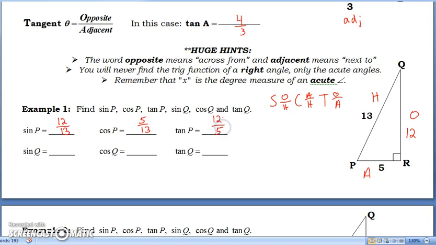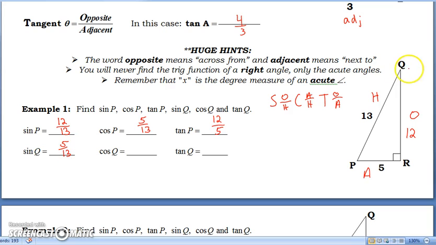Now, if you look at the other acute angle in the triangle, Q, and get those three trig ratios, watch what happens. The sine of Q is opposite over hypotenuse. So these are no longer the same. These have to be switched. Whatever is opposite of Q is going to be the 5. What's adjacent to Q is going to be the 12. So the sine of Q is opposite over hypotenuse, which is 5 over 13.